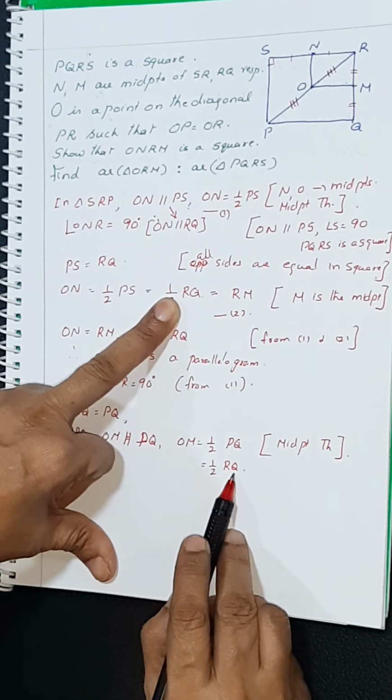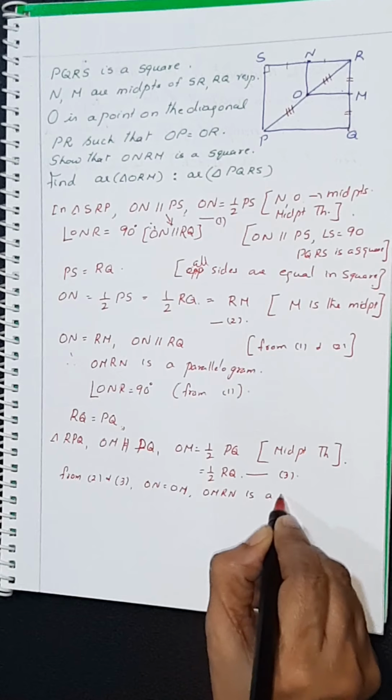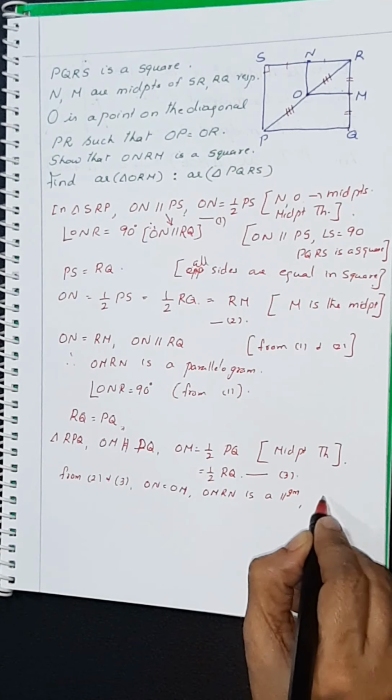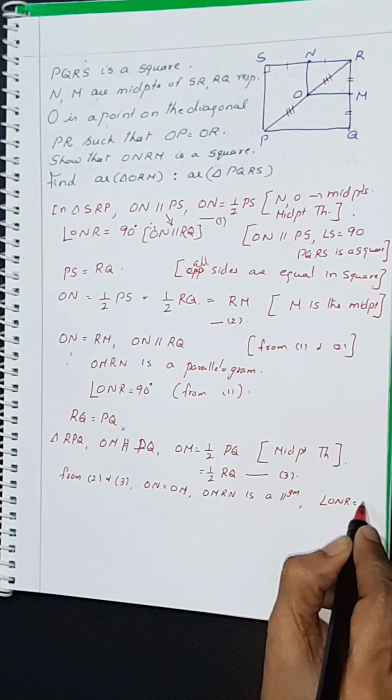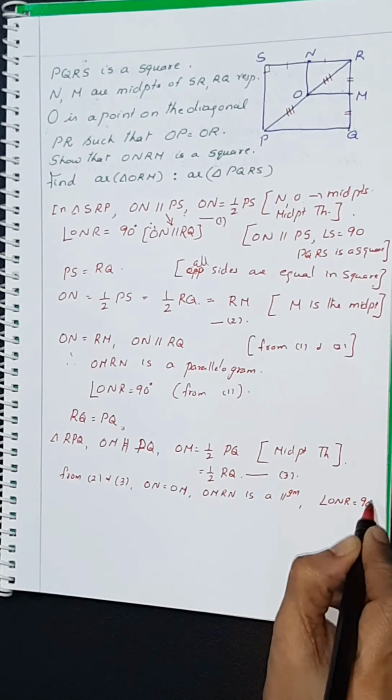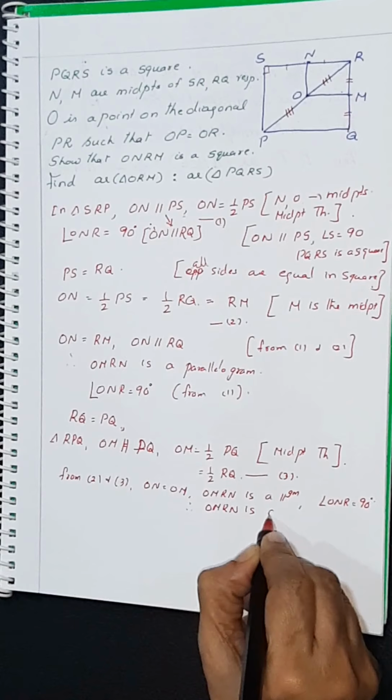So from 2 and 3 we can say ON is equal to OM, and we also proved OMRN is a parallelogram and angle ONR is equal to 90 degrees. Therefore, OMRN is a square.